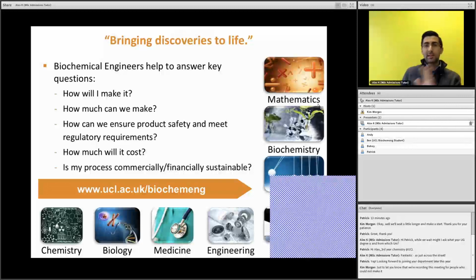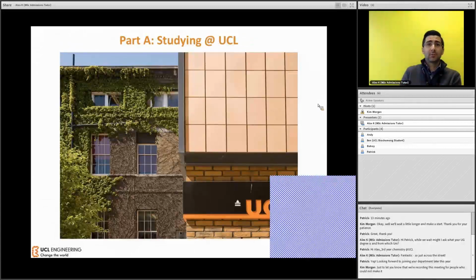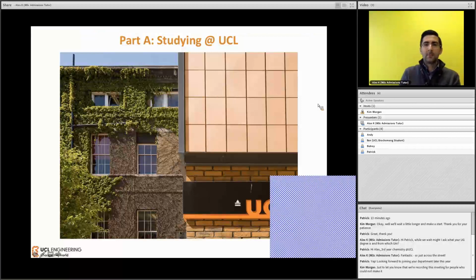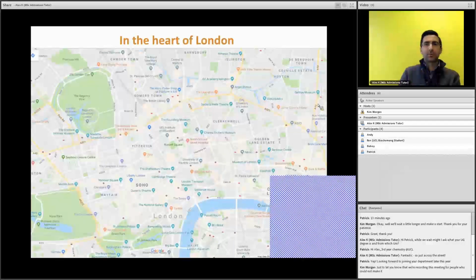So UCL, this is a map of central London. The orange box depicted there is where the central campus of UCL is. Actually, we spread out a couple of blocks around that orange border, but I'd say the heart of the campus is there. So if I place various landmarks that London is famous for around our campus, you'll see that we're quite in the center of it all. So I'll just highlight some.